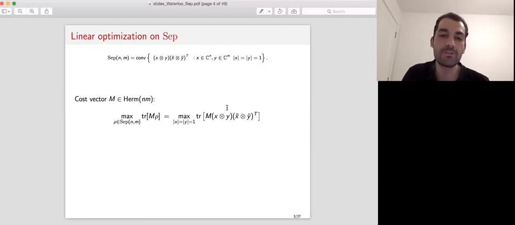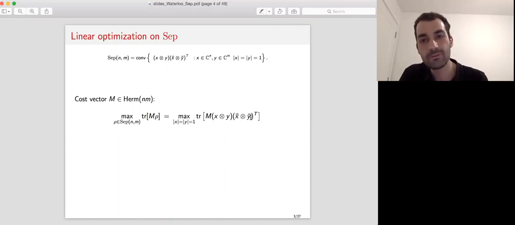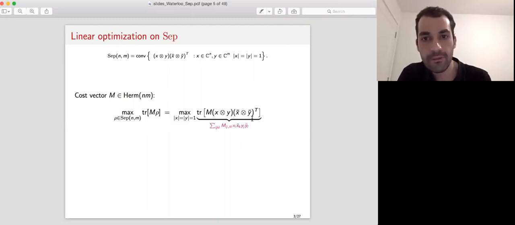I'm maximizing over x and y, both in the unit sphere, the trace of M times x tensor y times (x tensor y) dagger. Now if I unfold this trace, this is nothing but a polynomial in x and y. It's a polynomial of degree 4, and the coefficients are given by these M_{ij,kl}.